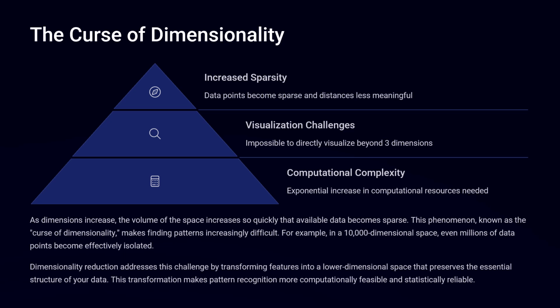As dimensions increase, the volume of the space increases so quickly that available data becomes sparse. This phenomenon, known as the curse of dimensionality, makes finding patterns increasingly difficult. For example, in a 10,000 dimensional space, even millions of data points become effectively isolated. Dimensionality reduction addresses this challenge by transforming features into a lower dimensional space that preserves the essential structure of your data. This transformation makes pattern recognition more computationally feasible and statistically reliable.